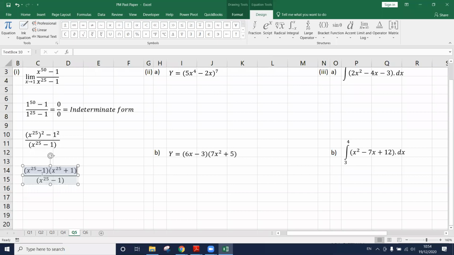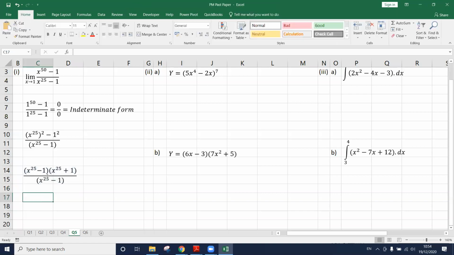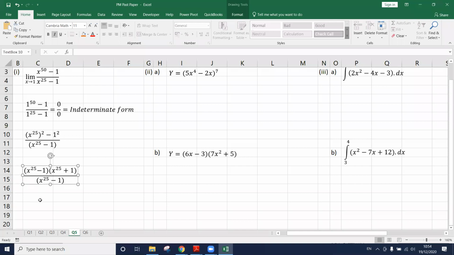Now see, this x to the power 25 minus 1 in the numerator, we can cancel with the denominator. After cancelling, what is left? Only x to the power 25 plus 1 is left. Right.